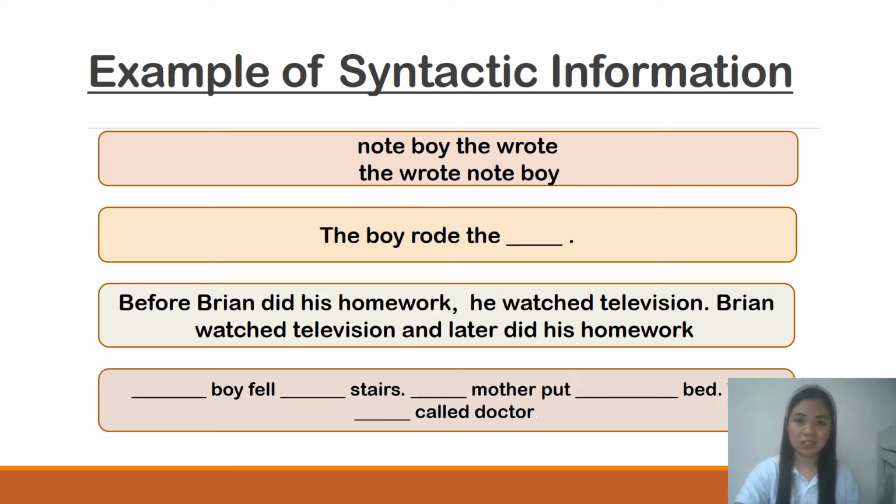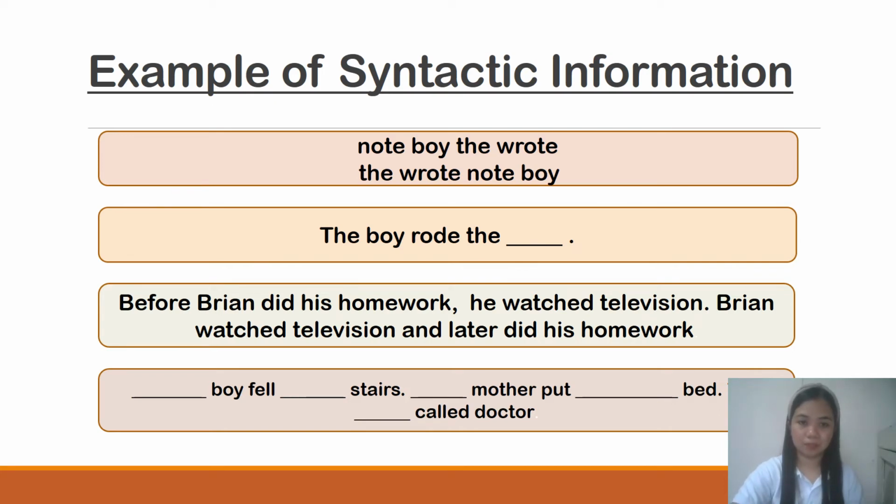So I have here some examples of syntactic information. First example: "note boy the wrote note boy." Are the groups of words sensible or nonsense? This example is distinguishing between acceptable and unacceptable word orders. Syntactic use helps readers make sense out of nonsense.